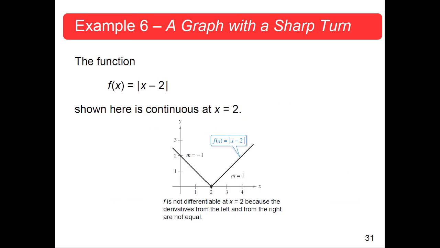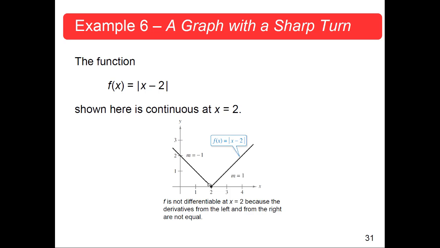Now, let's look at a function where this is a prime example. So you have the absolute value function. It's a V. Let's say the absolute value of x minus 2. Let's just think about this before we look at the actual limits. Let's think about what a derivative is. The derivative from the left is the slope of the curve from the left. And what would you say the slope from the left is?